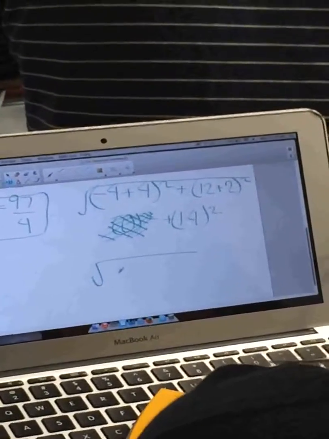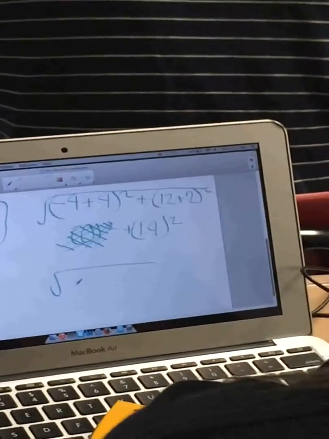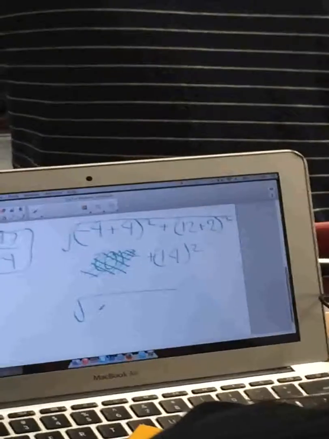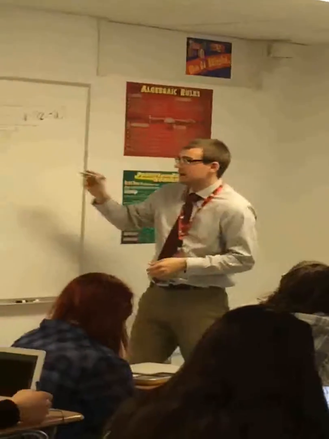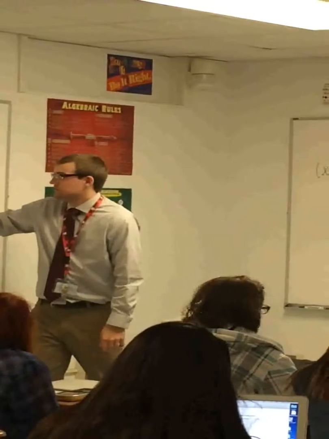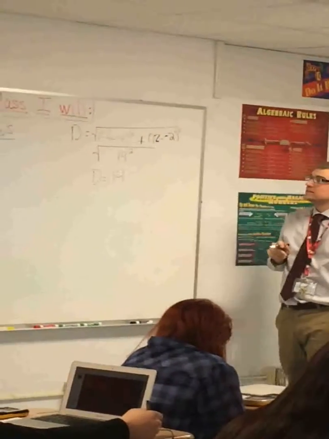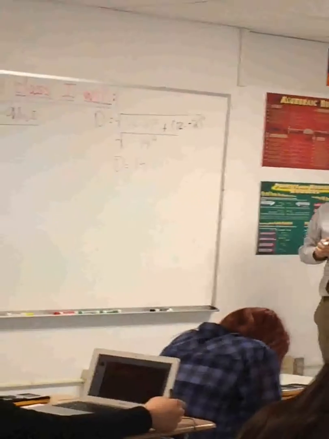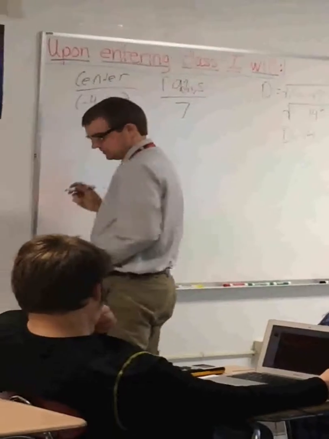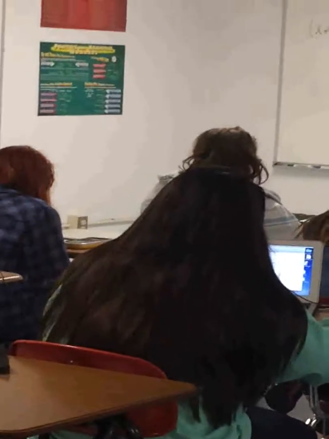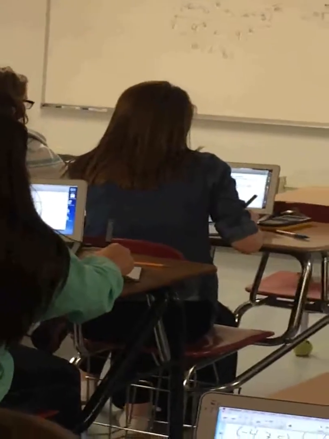So, when I do 12 minus a -2, I get 14, and I need to square that. Well, I know that the square root and the square are inverse operations, so they cancel each other out, and I'm going to be left with my diameter equaling 14. Well, if my diameter equals 14, what's my radius going to be? 7. Yeah, it's going to be 7. So, now that we have our center and radius, it's going to be pretty easy for us to identify the equation.